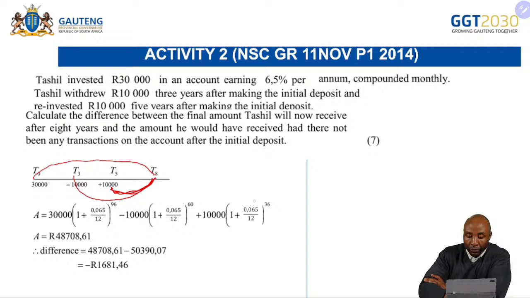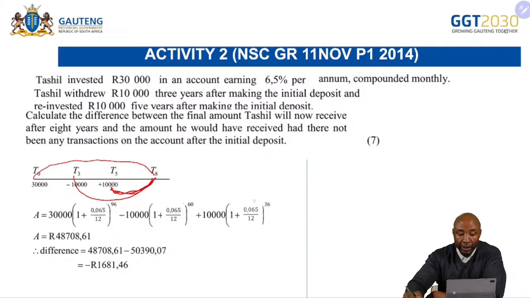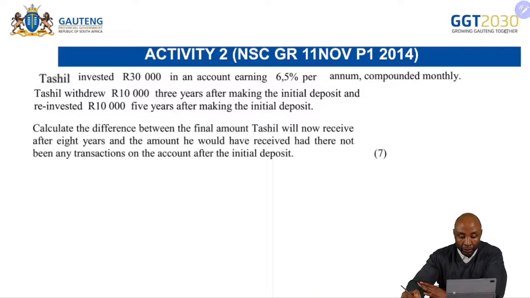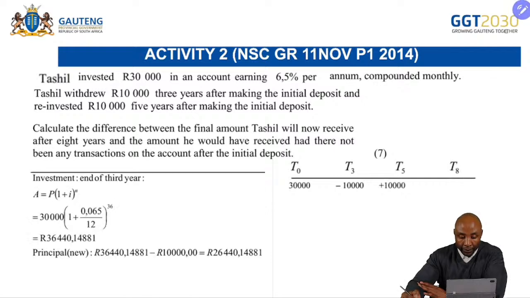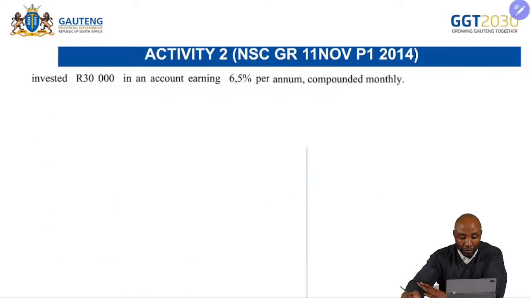And then we get our solution as 48,708.61. But now we want to see the difference. You will realize that for the first period, you will get 48,708.61. We subtract the amount that she gained without these transactions that occurred. Hence, there will be a difference of 1,681.46 if there are transactions that occur. Now, yes, so we are able to use that method. I will pass this because we have already discussed it.